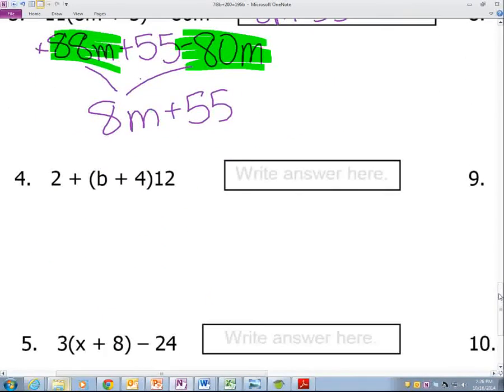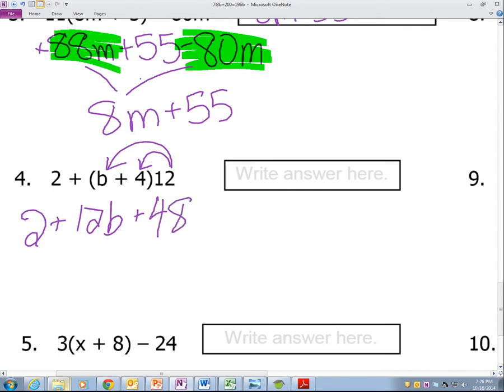Number 4, even though it's on this side, just like on your homework, there were 2 or 3 like this. Just because it's on this side doesn't mean you don't distribute. It's still multiplication. So that would be 2 plus 12b plus 48. These two are the same. So that would be 50 plus 12b, or 12b plus 50.